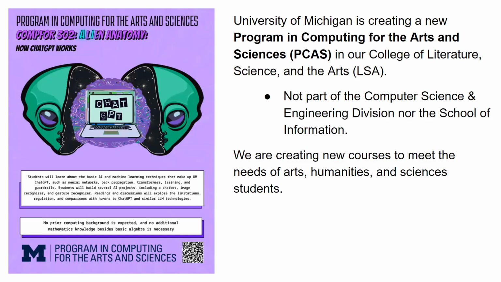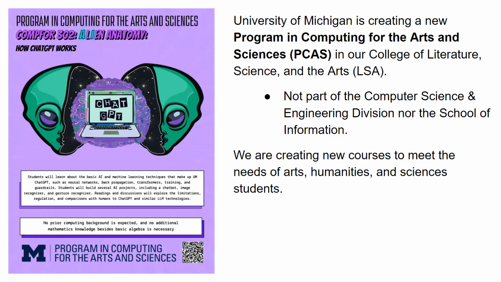So at the University of Michigan, we're creating a new program in computing for the arts and sciences. So it's explicitly not part of the computer science department, nor part of the School of Information. This is the liberal arts and sciences saying, you folks are never going to build computing education for us. We're going to do it ourselves. And so I get to direct this program.